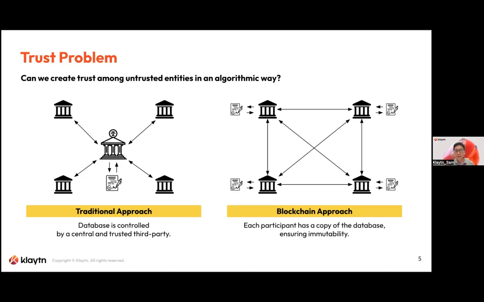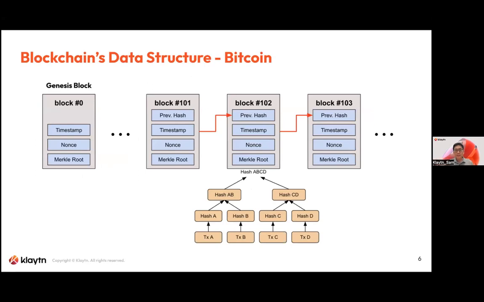But in a blockchain approach, we don't have a central database, but each participant has a copy of that database, and they ensure the immutability in a systematic way, or in the blockchain way. So, I believe you are familiar with this data structure. This is the typical diagram of blockchains in Bitcoin, and it has a series of blocks, and each block has a Merkle tree, and the Merkle tree has the tree of hashes. I'm showing this because of the next page.